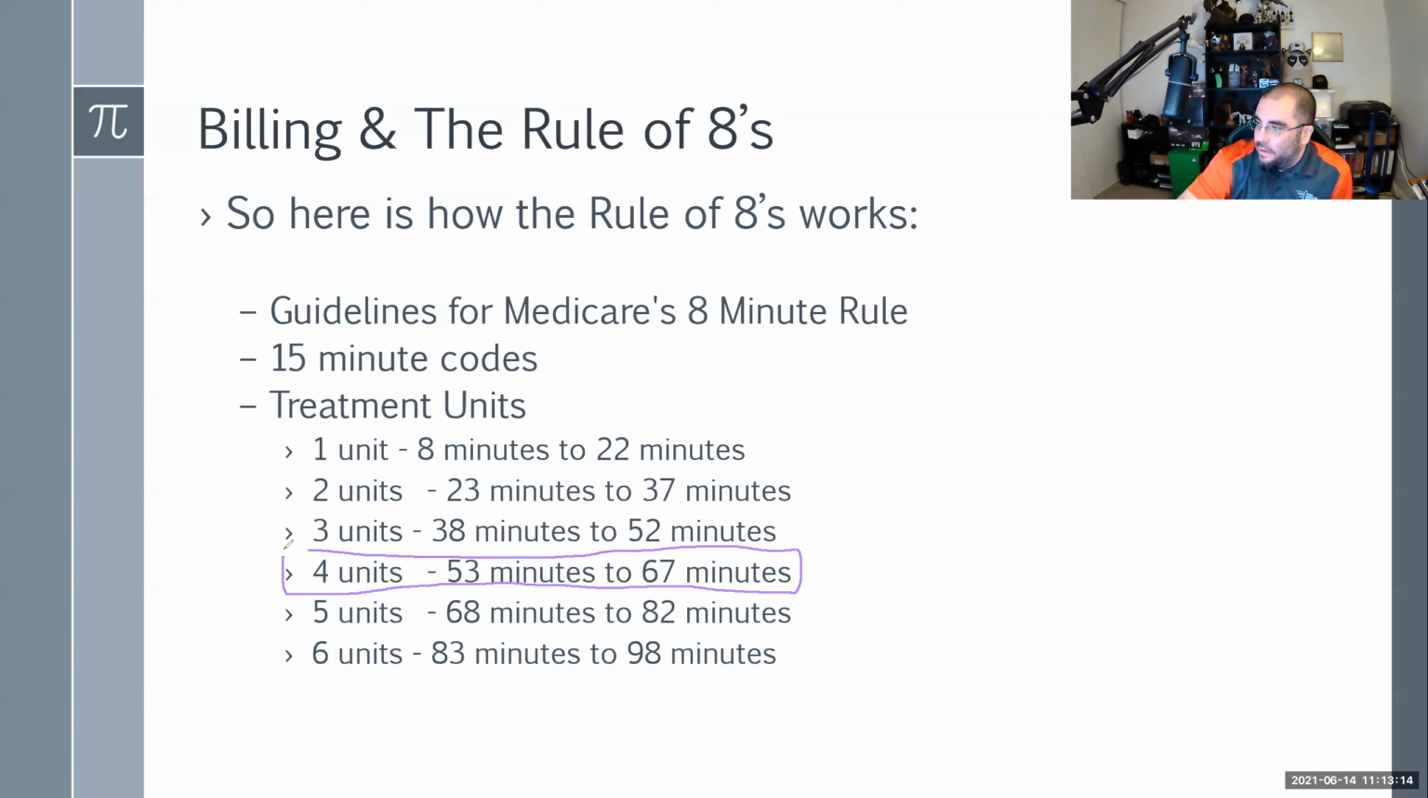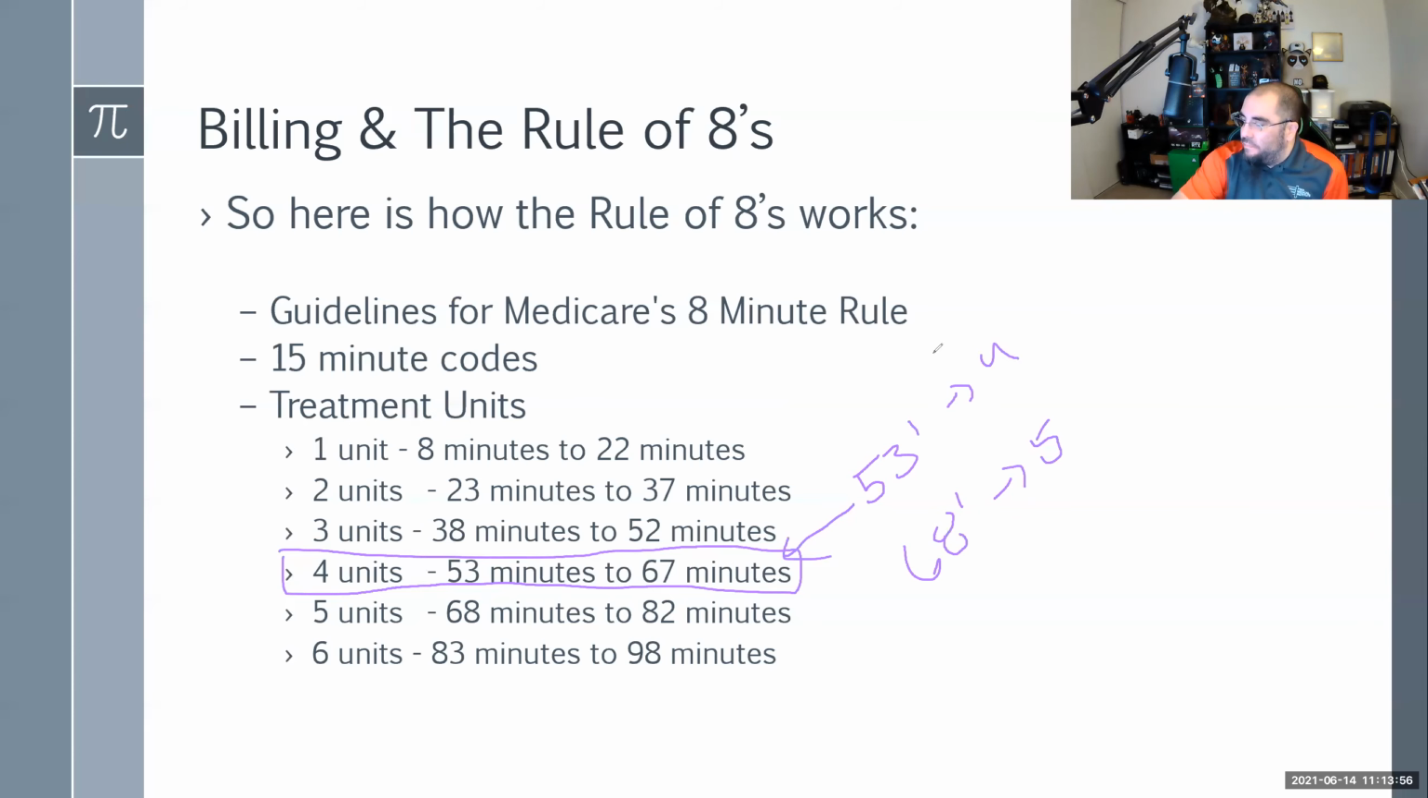Right? So this is where becoming a good clinician comes into play, because let's say I've worked with a patient and I'm at 66 minutes. I've worked 66 minutes with that patient. I've still only got 4 units. If I spend 2 more minutes with that patient, which is not a lot of time, 2 minutes is nothing, I can get an extra unit out of it. I get to 68 minutes. And just to show you the difference, 53 is my base for 4, and 68 is my base for 5.